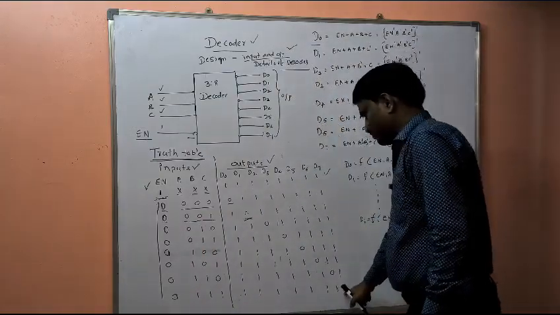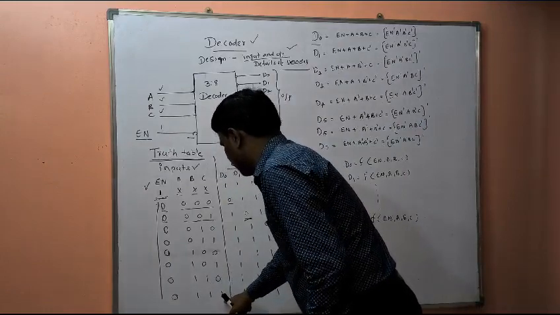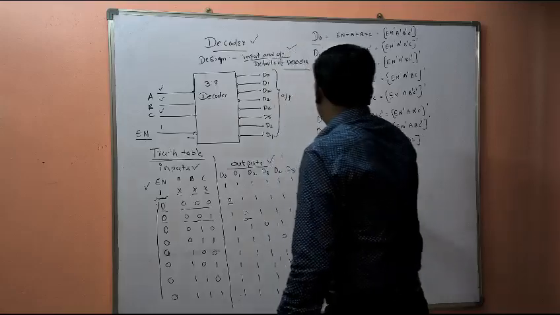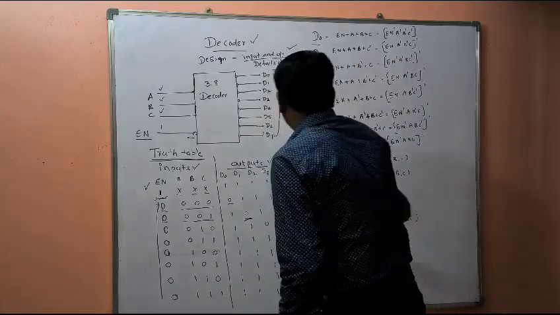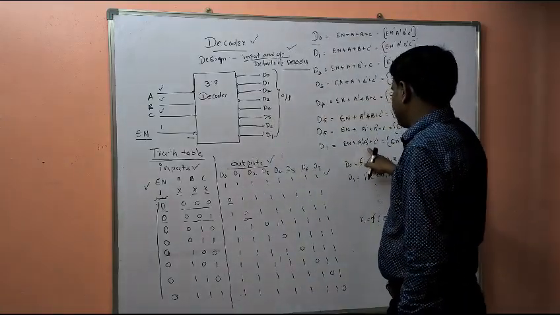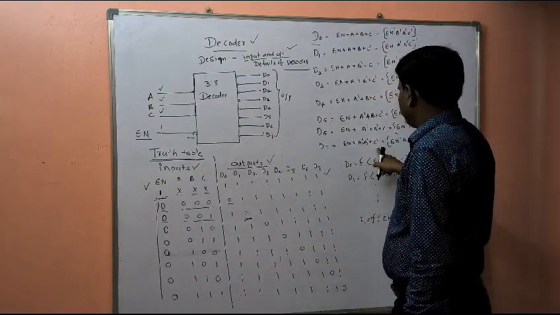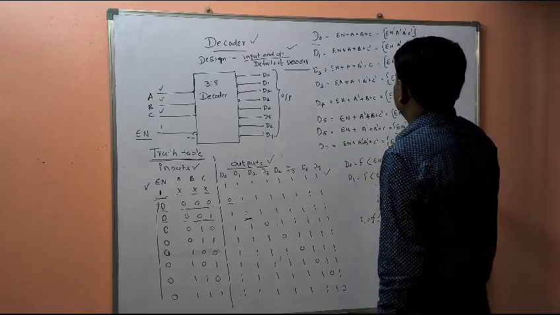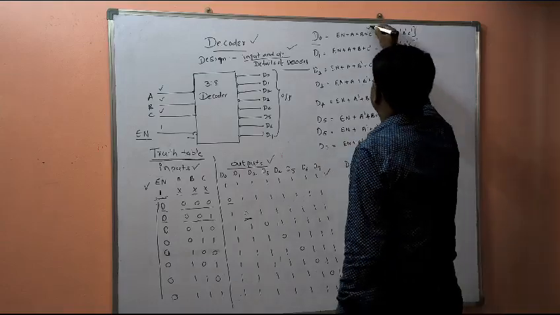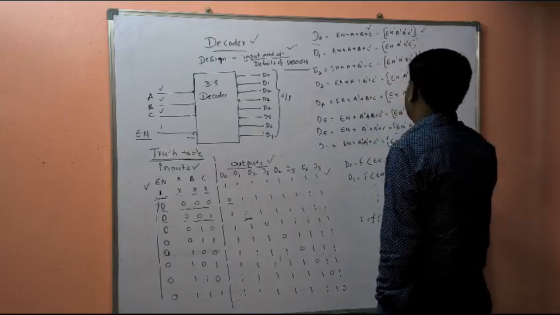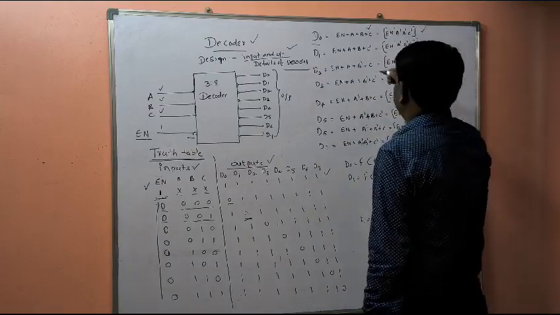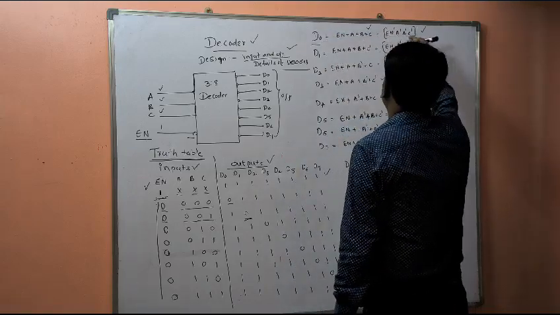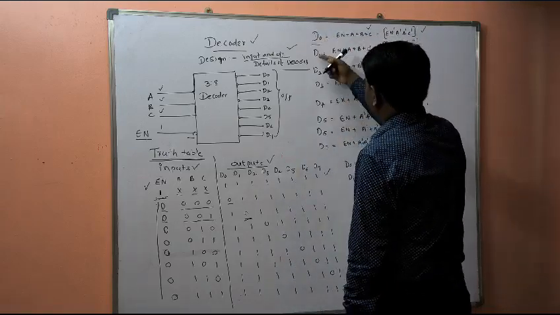For example, if I take D7, it is 0, 1, 1, 1. How do you get 0 from 1, 1, 1? Complement and OR. So enable bar, where enable is 0, plus A bar plus B bar plus C bar. This will give you D7. This can also be written as this. So one can implement directly using an OR gate or using NAND gates. By using a 4 input OR gate or 4 input NAND gate, you can get D0, D1, D2, D3, D4.